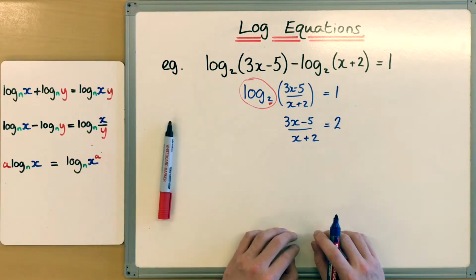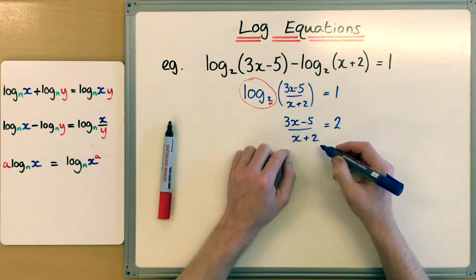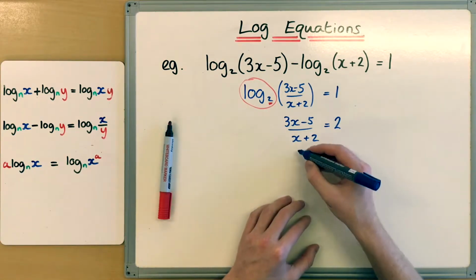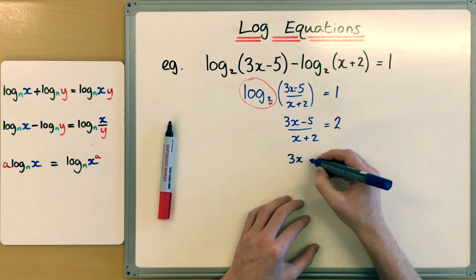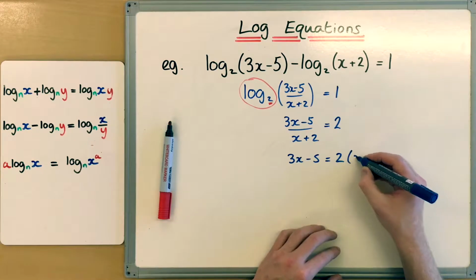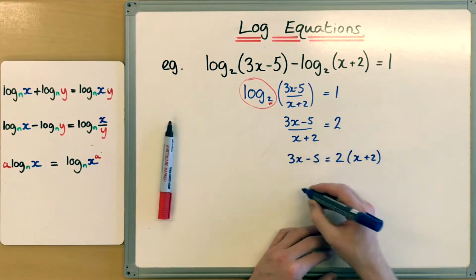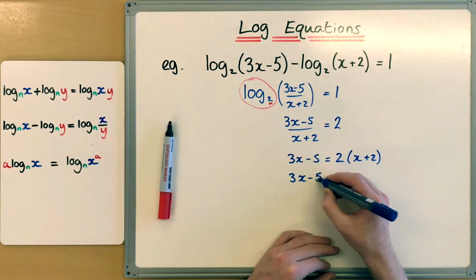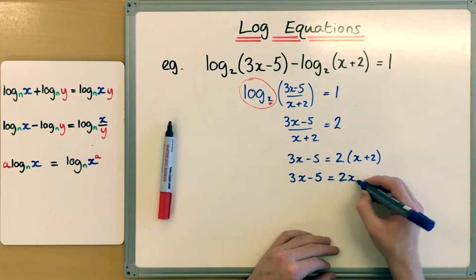So I can solve it even though I've just got 1 log on one side by bringing it across. So the rest of this question involves getting this x plus 2 out from under there, so it's going to come across and be a times. So 3x minus 5 is equal to 2, and I'm going to need a bracket here, x plus 2. We're going to very, very quickly solve that. 3x minus 5 is equal to 2x plus 4.